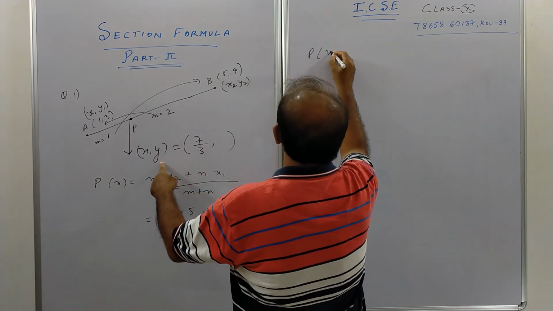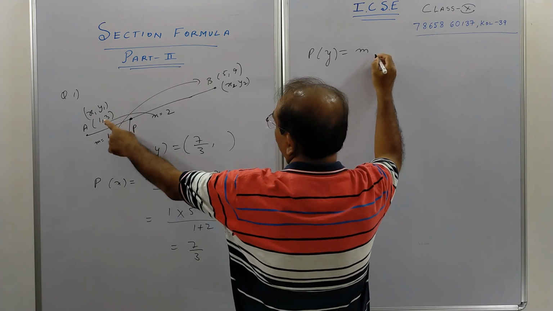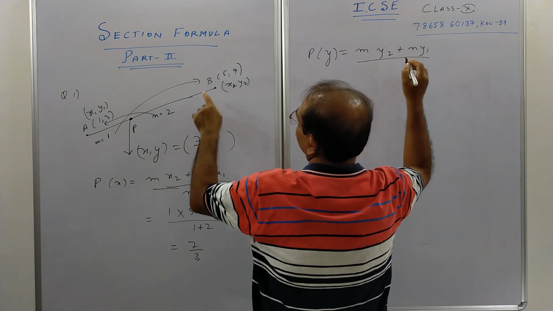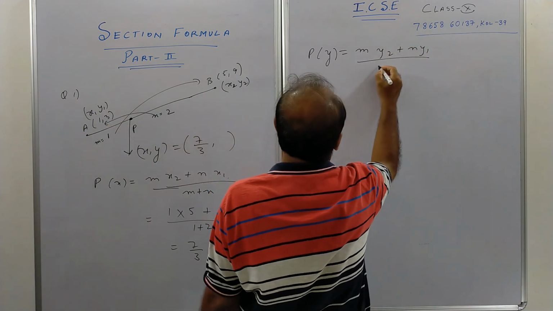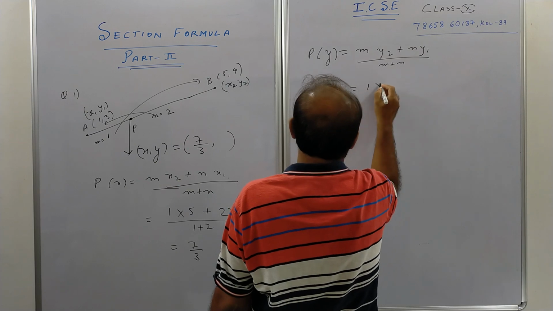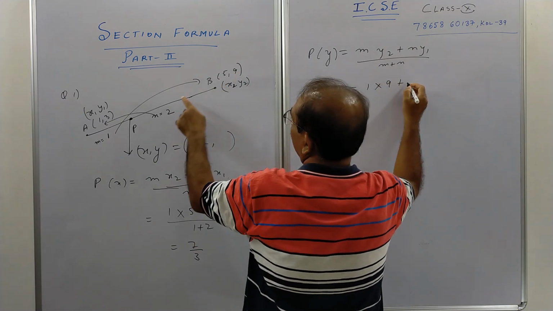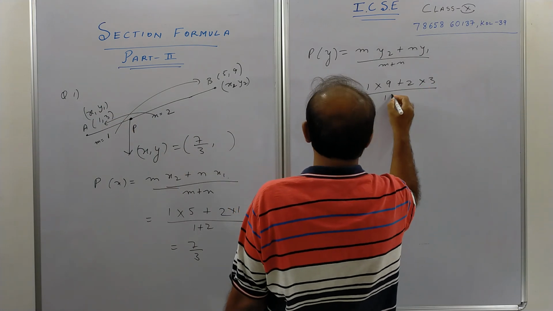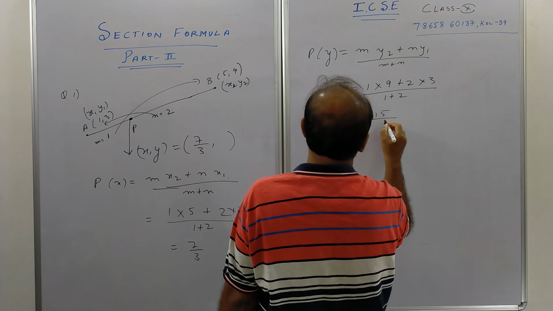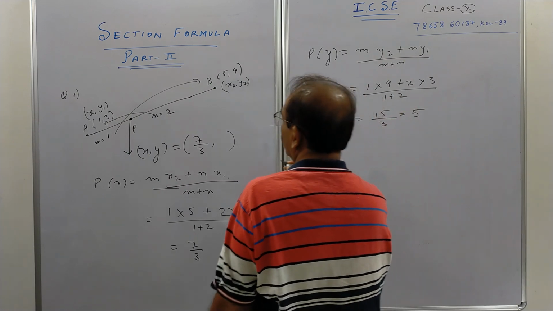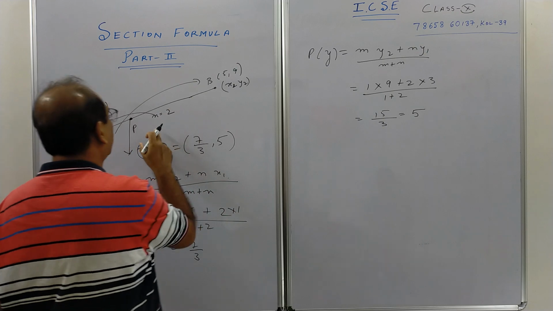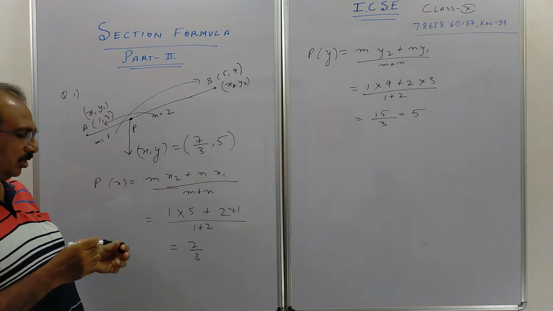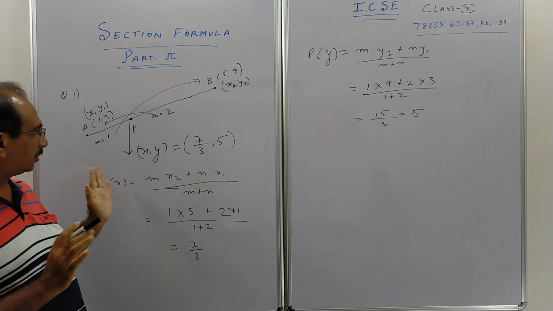For y, we find m y2 plus n y1 by m plus n. M is 1, y2 is 9, n is 2, y1 is 3, by 1 plus 2. So we get 15 by 3, which is 5. So the y coordinate of this is 5. So once more, here we have done the simple section formula.